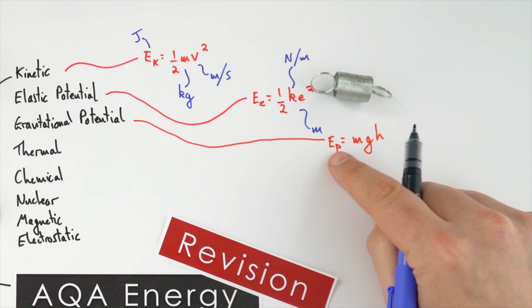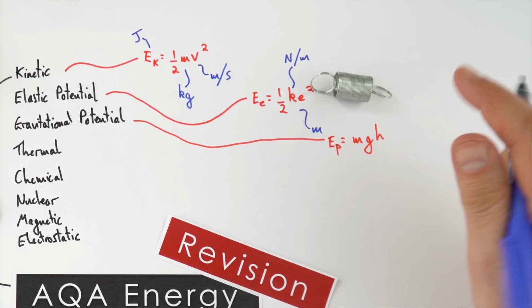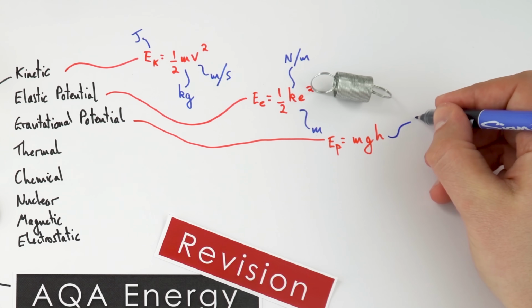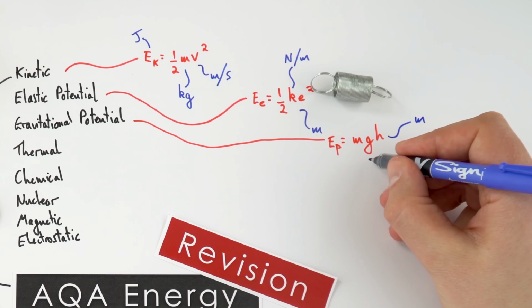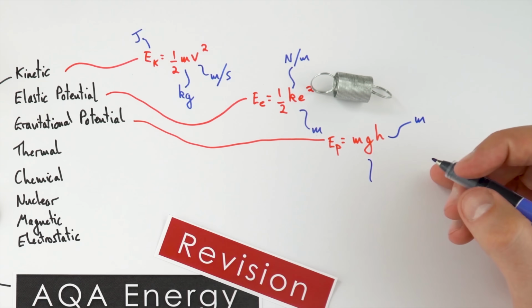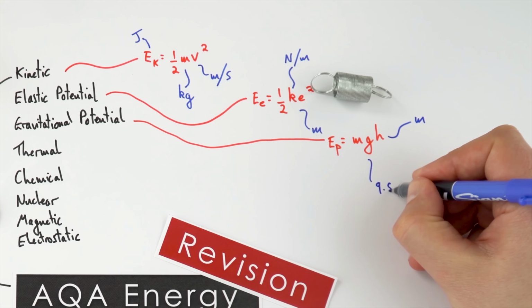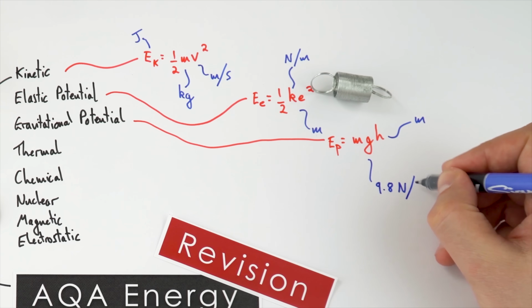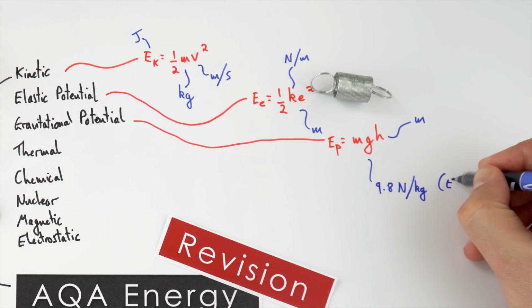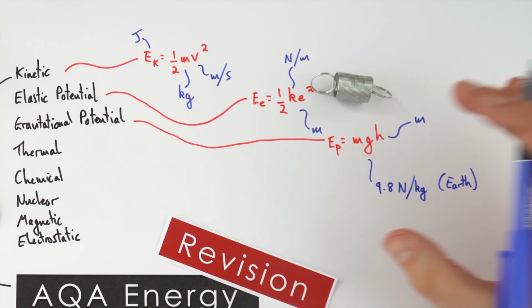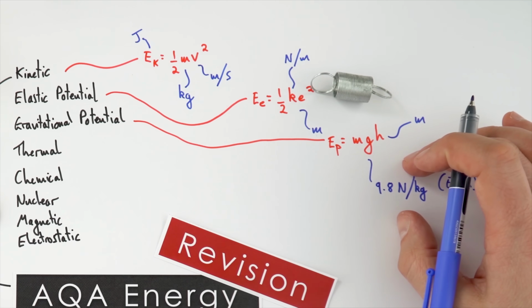So here again we have our energy in joules, our mass in kilograms. h is the height that something's moved through in metres, and g is what we call the gravitational field strength. And on Earth this has a value of 9.8 newtons per kilogram, but this does depend on where you are in the universe. Some things like the moon, for example, have a much smaller value of their gravitational field strength.